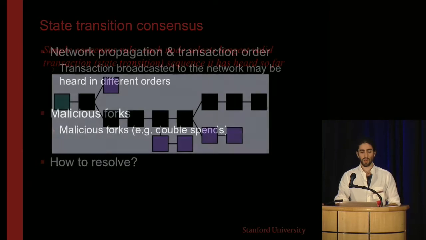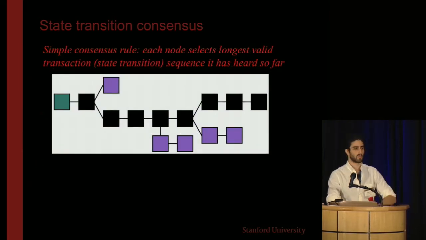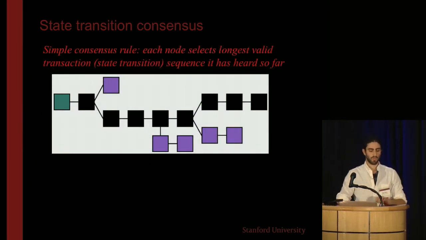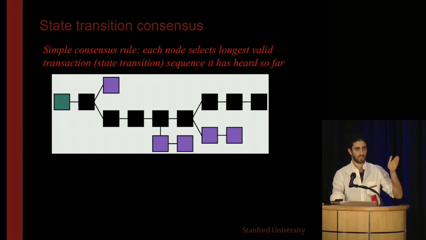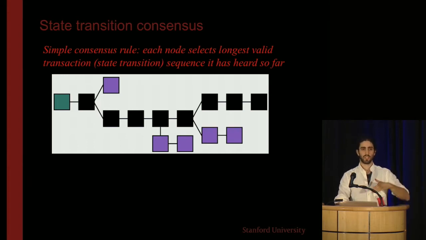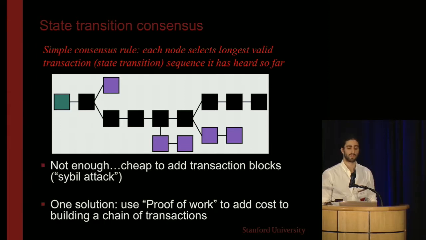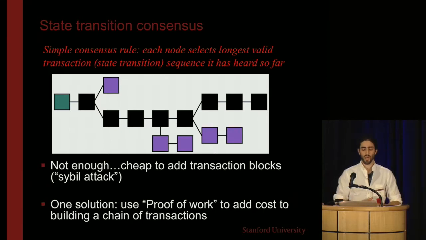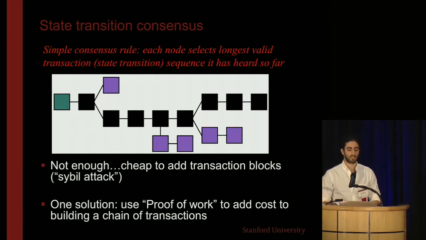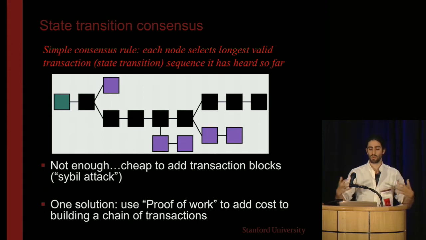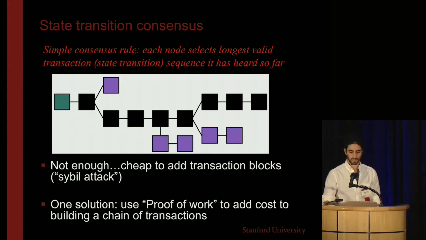So the way this is resolved is by designing some kind of simple consensus rule, like we'll maintain all the transactions in a chain, and you'll also just choose the longest chain of consistent transactions that you have heard so far. The problem was that this was not enough. It's cheap to add transaction blocks. It's called a Sybil attack. So one solution is this proof of work-based solution to add cost to building a chain of transactions.